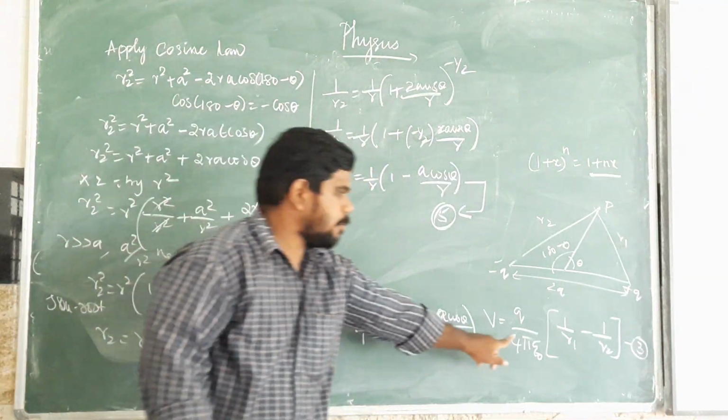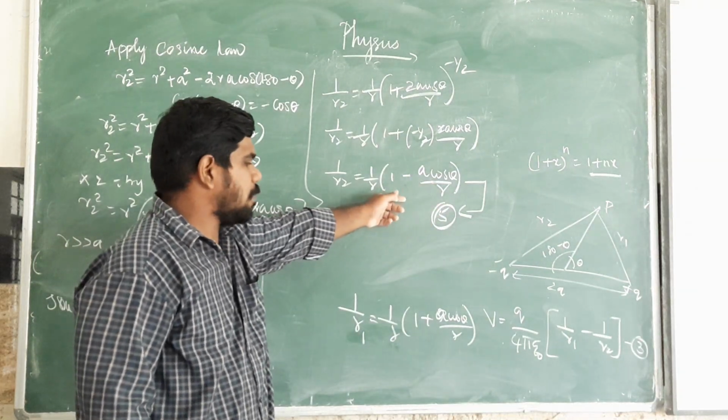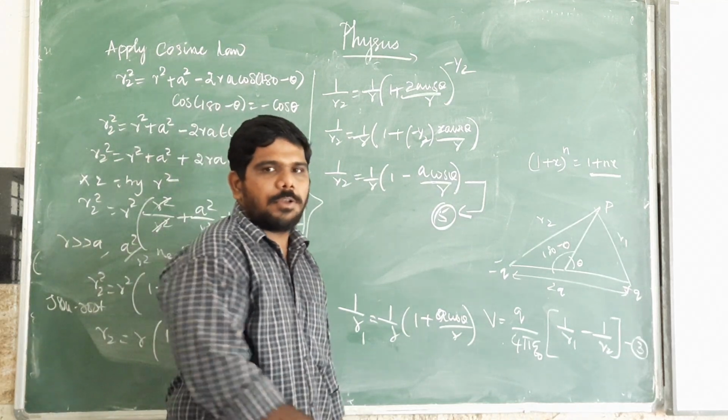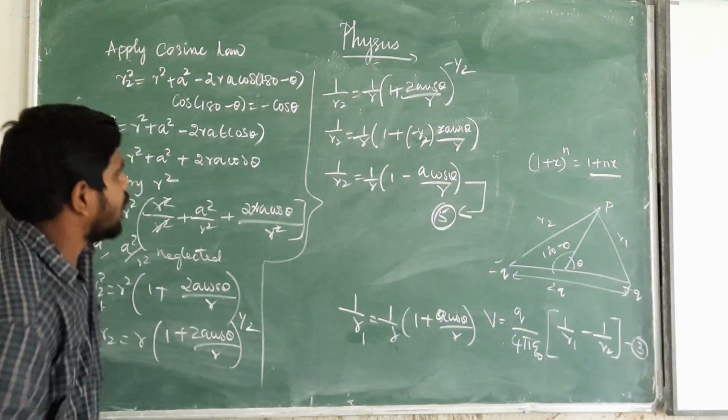So this will be equation number 3, this will be equation number 4, and this will be equation number 5. We are going to substitute equation number 4 and 5 in equation number 3. So if you substitute, what do we get?